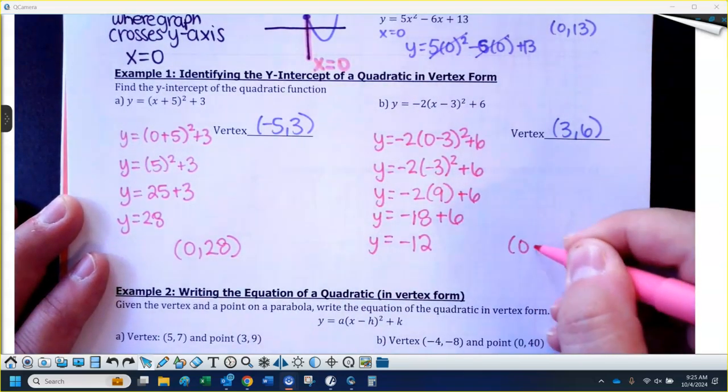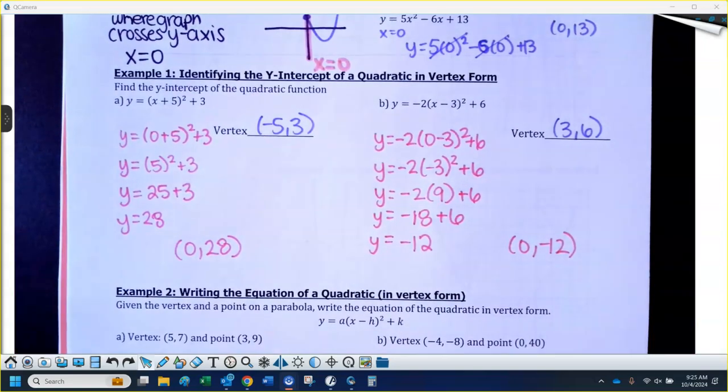So then my y-intercept there, again, the y-coordinate is what you're getting when you solve for that because you plugged in 0 for x, so the actual point is 0, -12. Is anybody having a question about that?